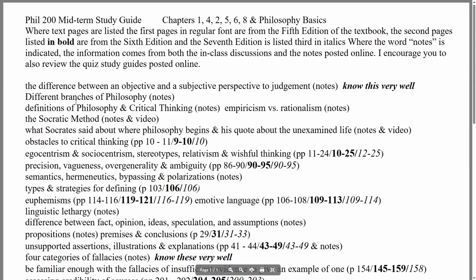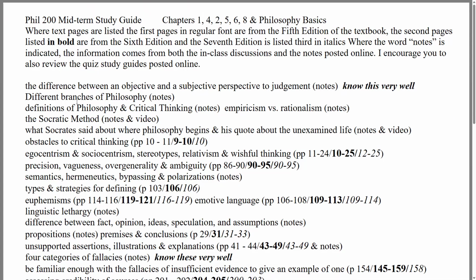Logic is where we find critical thinking, which is the focus of our course. Logic is also more of a tool with which you do philosophy rather than much of a branch of philosophy in itself. We ended up giving definitions to philosophy and critical thinking.